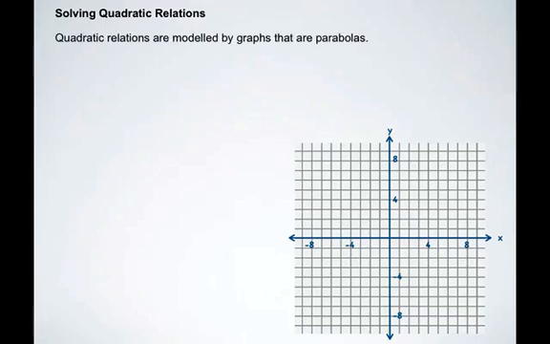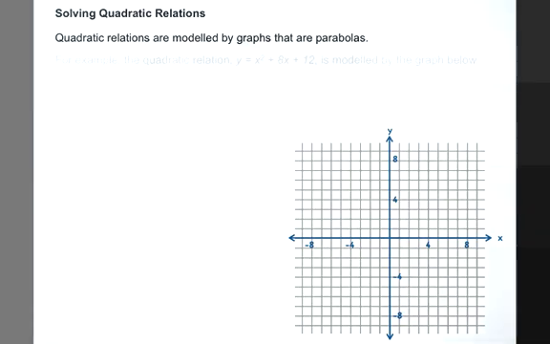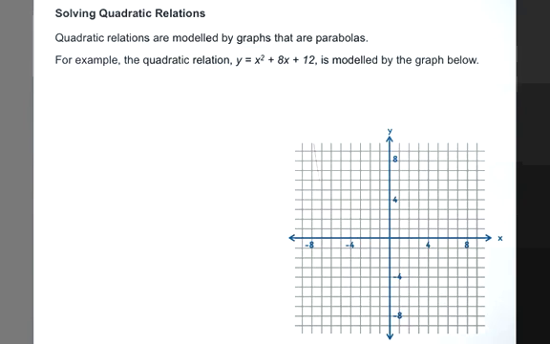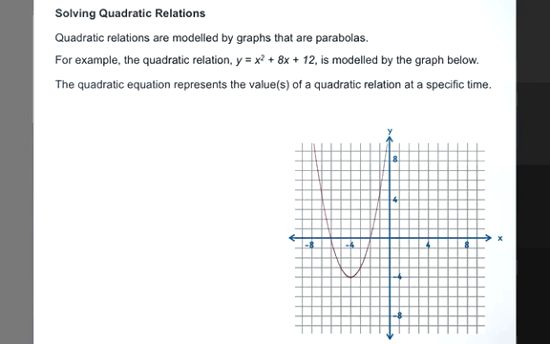Quadratic relations are modeled by graphs that are parabolas. For example, the quadratic relation y equals x squared plus 8x plus 12 is modeled by the graph below. Here it is. The quadratic equation represents the values of a quadratic relation at a specific time. So here, at x is minus 1, y is equal to plus 5.